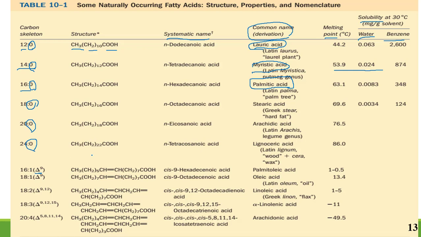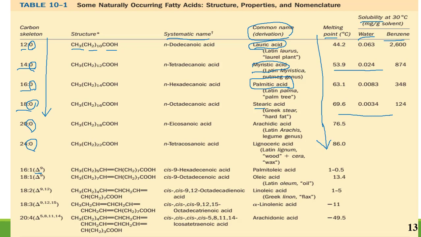And stearic acid includes 18 carbon, and you can see the melting point and the solubility. Here you can see with increasing the number of carbon, there is an increase in melting point from 44 to 76 or 86 in tetraicosanoic acid.